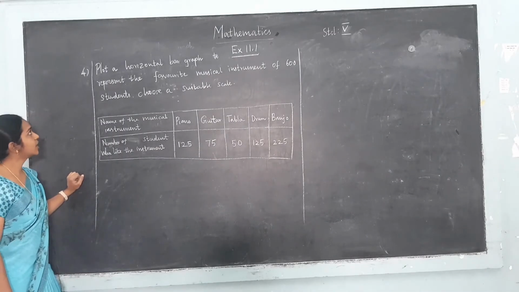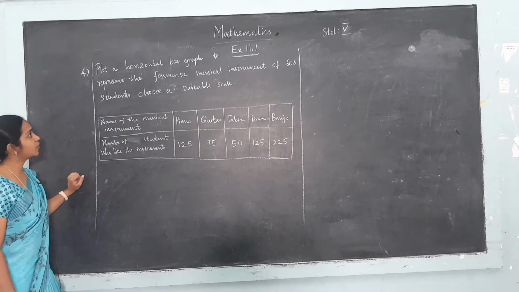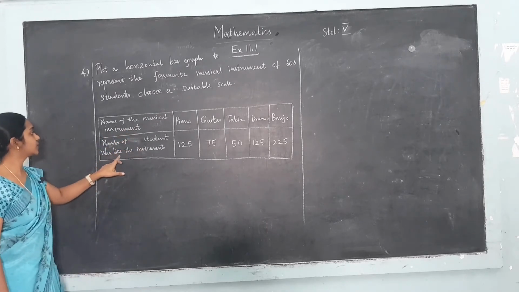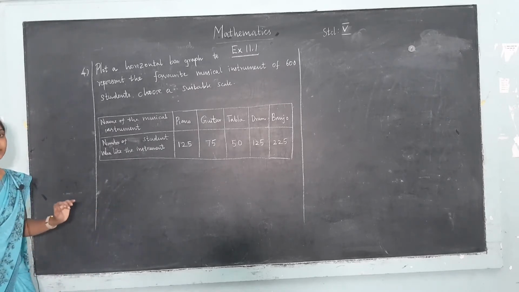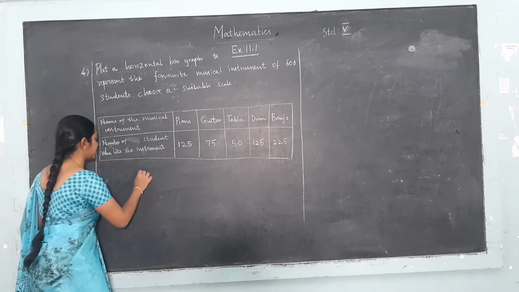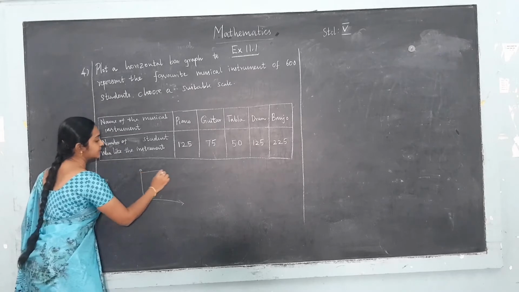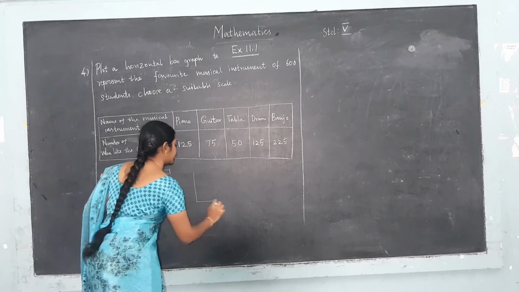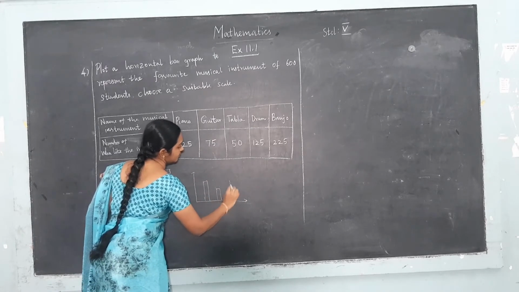The fourth question is, plot a horizontal bar graph to represent the favorite musical instrument of 600 students. Choose a suitable scale. Name of the musical instrument and number of students who like the instrument is given. We have to draw a horizontal bar graph. Horizontal bar graph means the rectangular bar will be in horizontal. This is horizontal bar graph. If the rectangular bar is in vertical, then this is called as vertical bar graph.